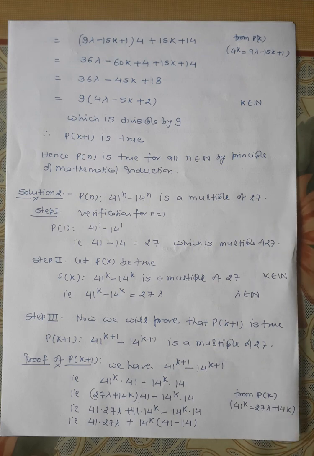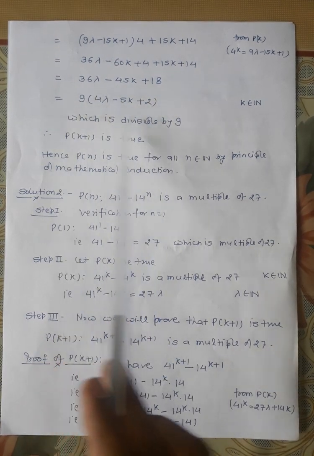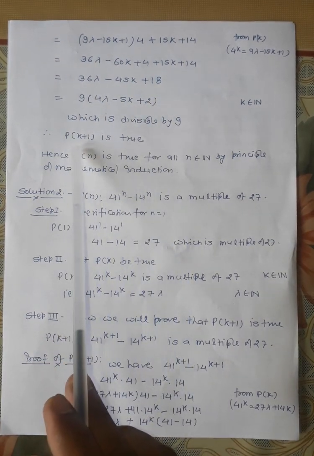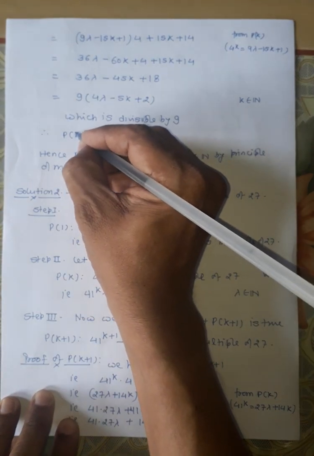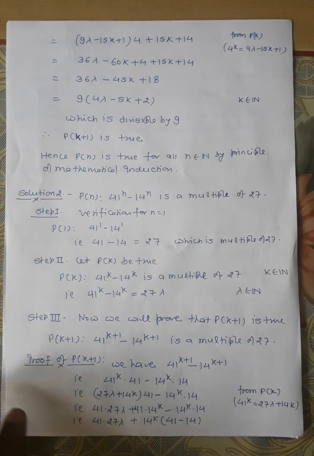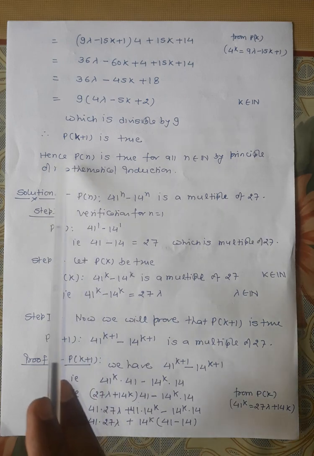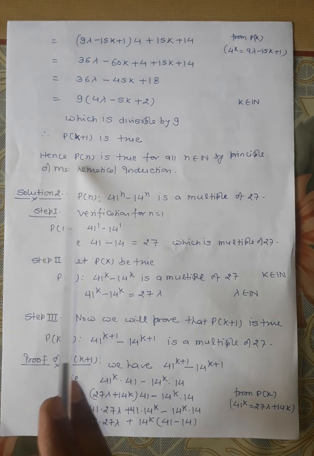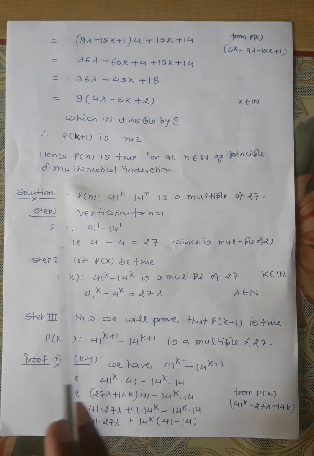For example, again I am taking, if 8 is divisible by 2, then 8 is a multiple of 2 also. So here it is written 9 into this, it means this is divisible by 9. So therefore P(k+1) is true. This is k plus 1. This is k. P(k+1) is true. So all three steps are completed. So finally we will say, do not forget to write this statement. Hence in the last, hence P(n) is true for all n belonging to the set of natural numbers by the principle of mathematical induction.